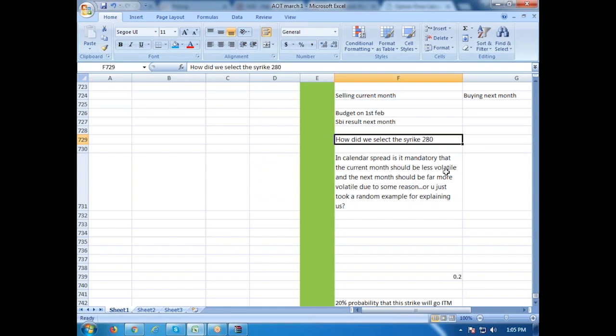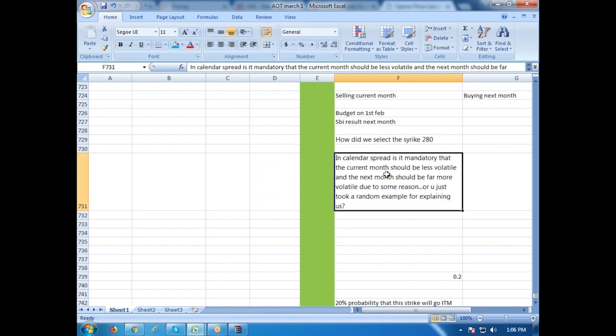How did we select the strike price? I selected it on the basis of 0.2 delta, and that was my basis for selecting the strike price. I wanted the move. I'm expecting a really good move when the PSU bank entire sector is coming for result. That's my expectation, and it should not influence you.